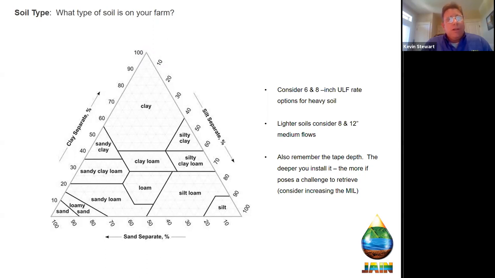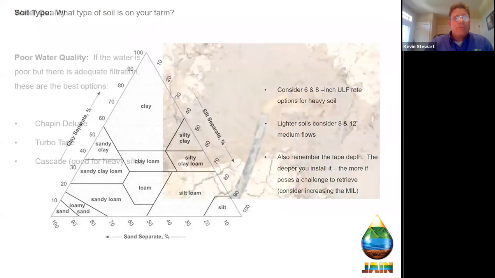I will say, depending on the soil type, as you're installing your tape, remember, some soils are more forgiving than others. If you lay it a little bit deeper, it might be more of a challenge to get it back out of the ground. You'll want to keep that in mind as you're trying to decide, okay, do I want to go with a 5 mil or a 6 mil, or do I want to consider an 8 mil? These are all things that go in the decision process.